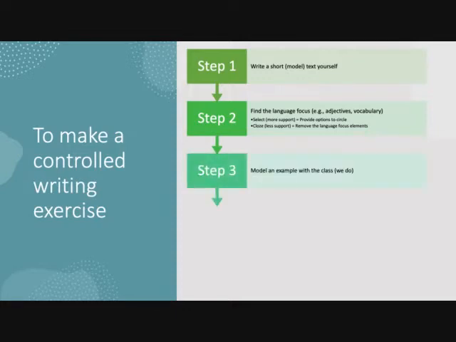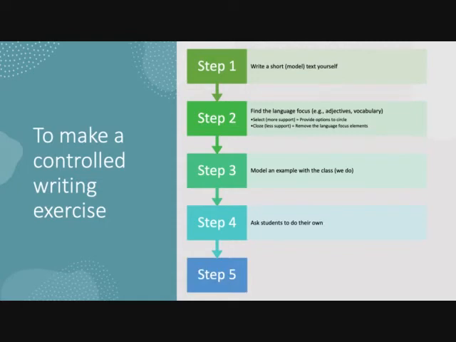Step 3 will be to model an example with the class. This is the we do stage, from the I do, we do, you do. And step 4 will be to ask the students to do it on their own, the you do. And step 5, remember to ask the students to copy out the whole text. So let's do this together as an example.